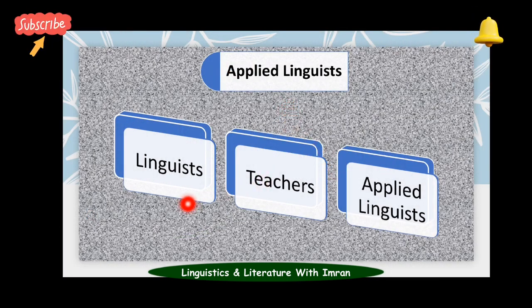Usually we have two kinds of people. On the one hand we have linguists, and on the other hand we have teachers. Mostly linguists are not teachers and teachers are not linguists. So then we have both of them, right? And they are called applied linguists. So applied linguists are both. They are teachers also and they are linguists also. That's why we say that the problems related to language are solved by applied linguists.